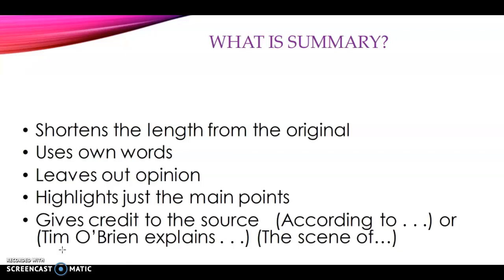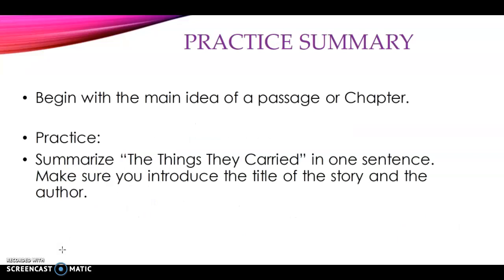But just to recap, a summary shortens the length from the original. It uses your own words and it leaves out any opinions. It also highlights the main points and gives credit to the source. For example, "according to," or "Tim O'Brien explains, the scene of." Those are phrases of attribution that you want to give so your reader can distinguish your thoughts, your voice, from those of the author.